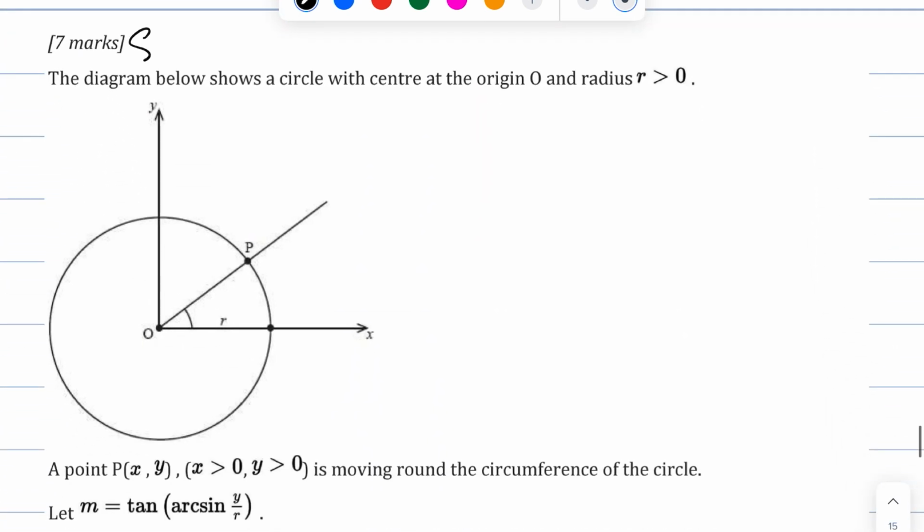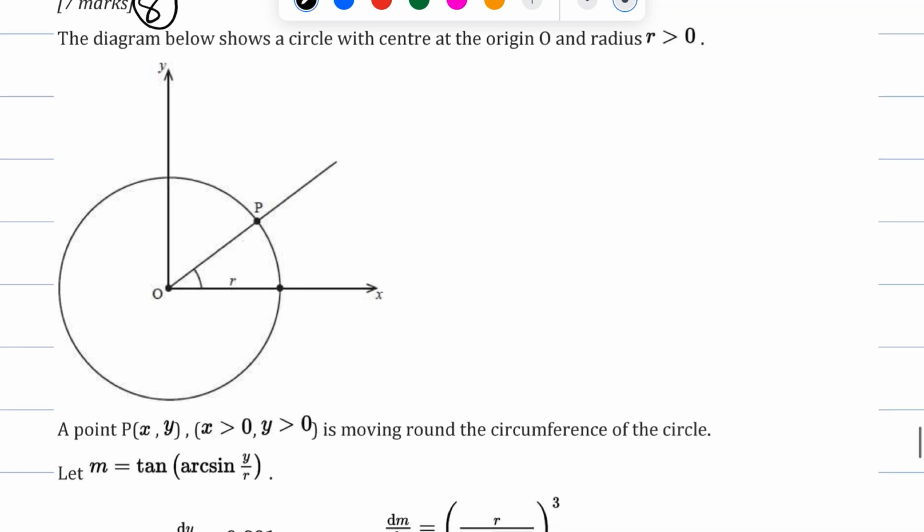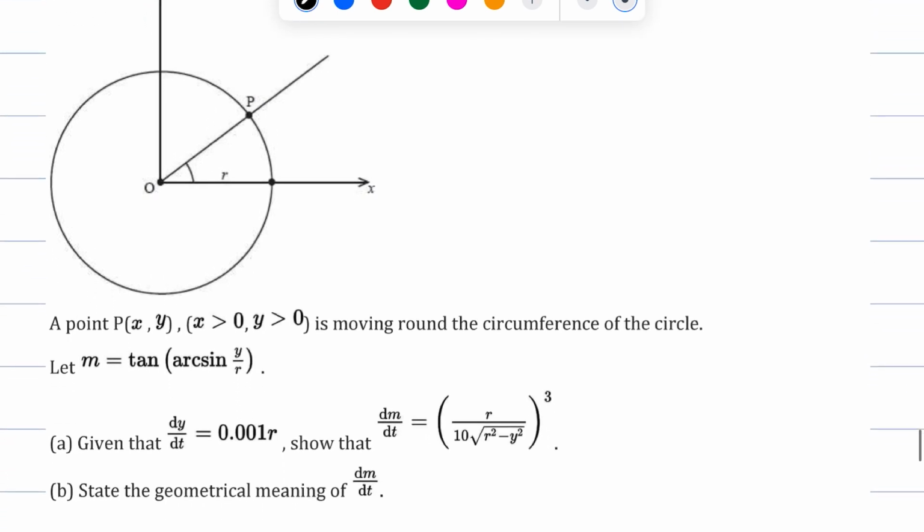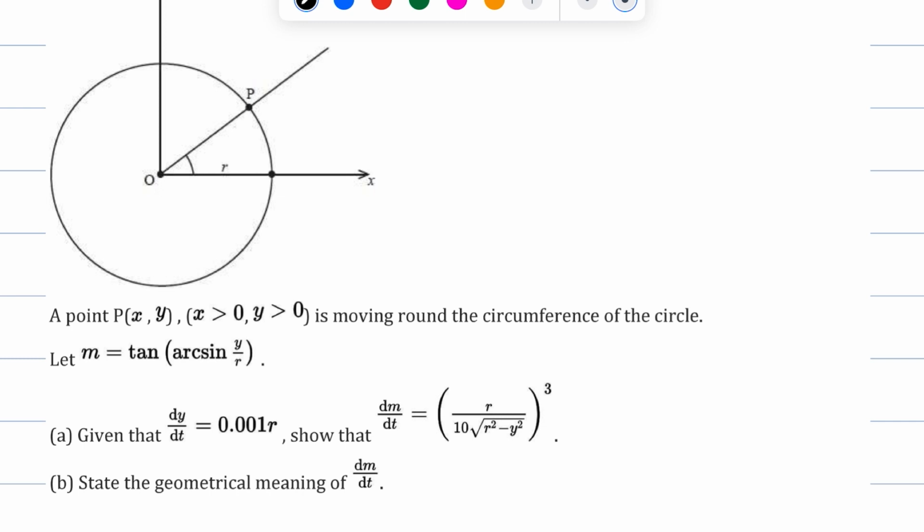Now question number 8. The diagram shows a circle with center O and radius r. A point P(x, y) is moving around the circumference of the circle. M equals tan of sine inverse of y upon r.